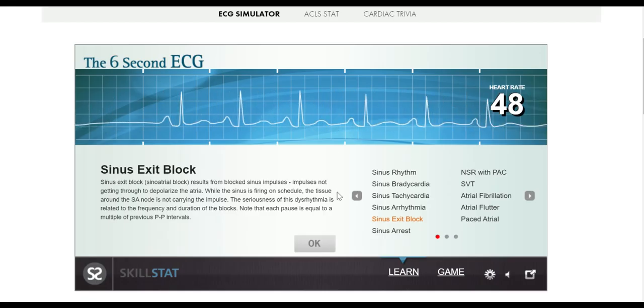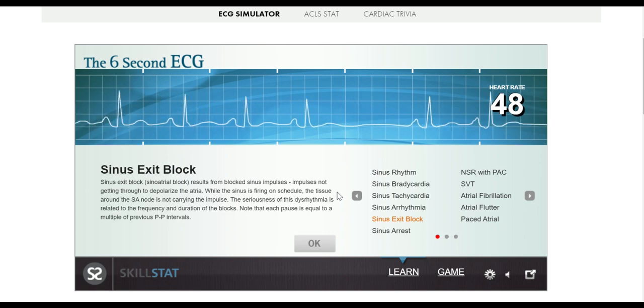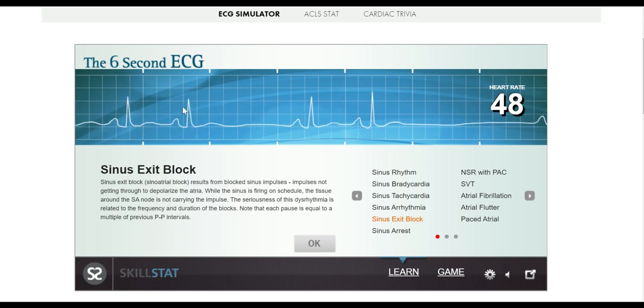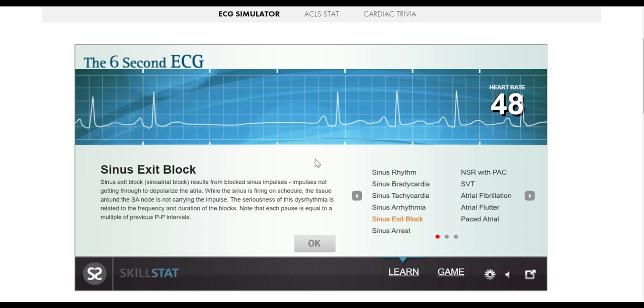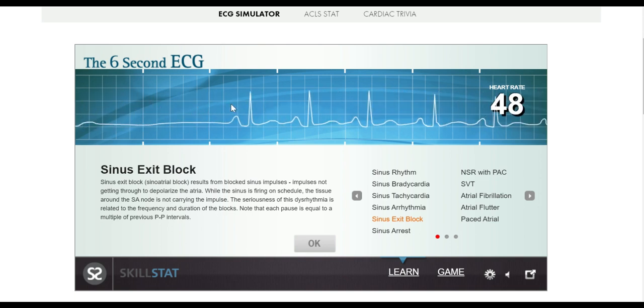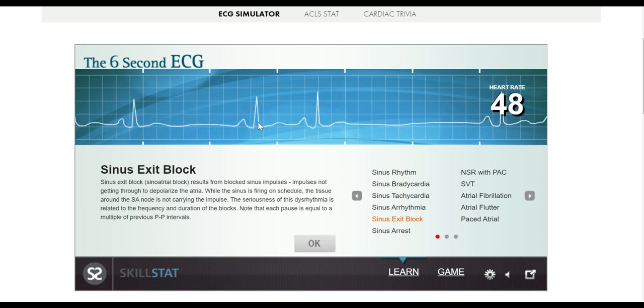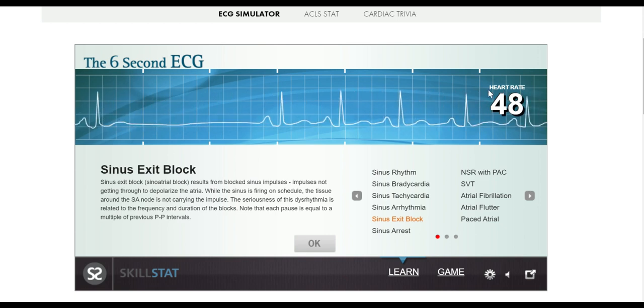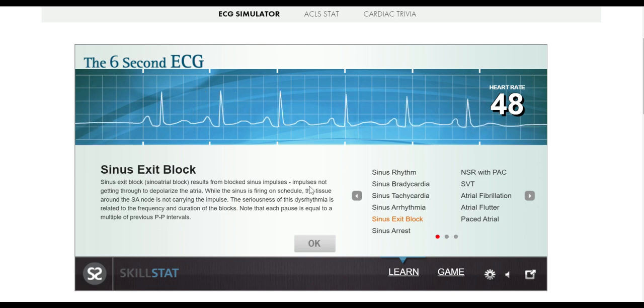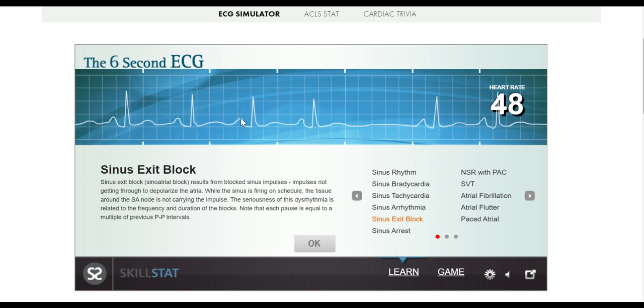All right, you guys, so this is a sinus exit block. It's sinus because we do have those P waves, they're upright. You have your QRS, you have your T waves, and everything looks pretty much normal until you get to these long pauses. So you may be thinking maybe it could be sinus arrhythmia, but it's not sinus arrhythmia because you do have normal rhythms. So here we see normal rhythms until we get to that pause. We still have our P waves, but you just have an abnormally long pause.